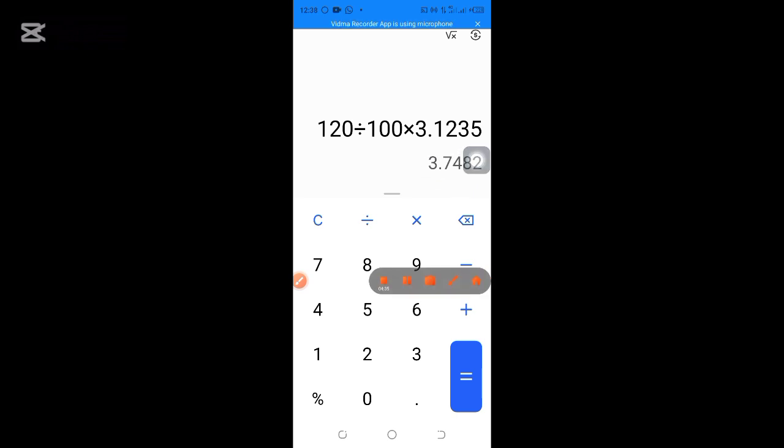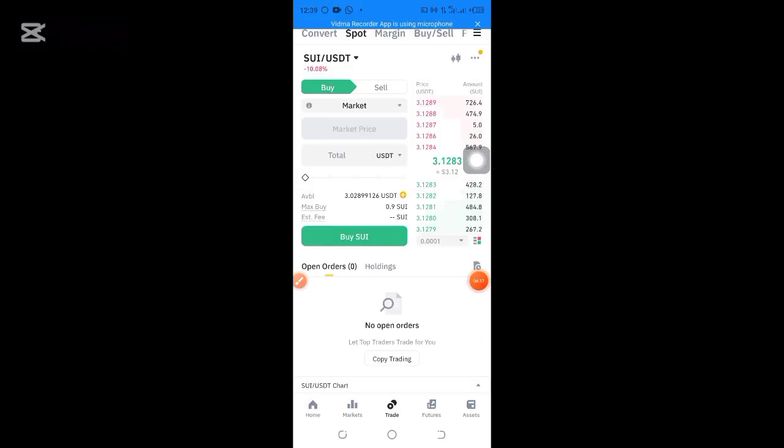So I will go back to my Binance. I want to sell when the price gets to 3.7482. Then I will come here, I will click on sell. I want to set my sell order here.